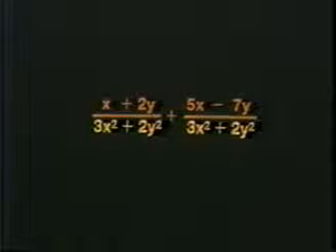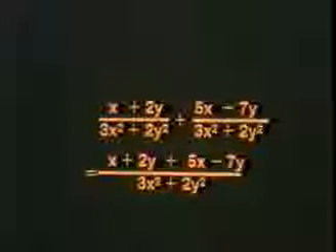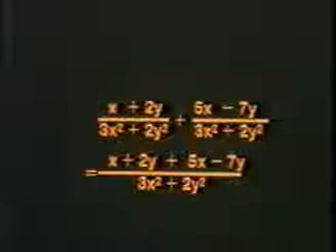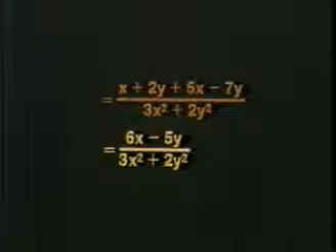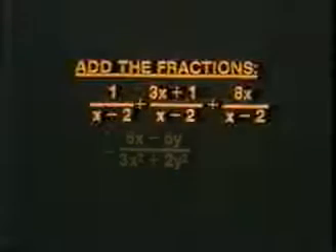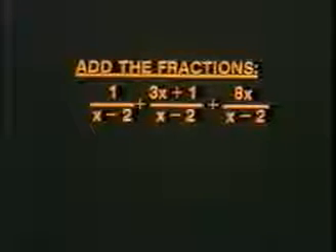Can we add these two fractions? Yes, because they have the same denominators. How do we do it? We add the numerators. And then, of course, we want to simplify the numerator by combining like terms. It's easy as long as your denominators are all the same. Try this one now.